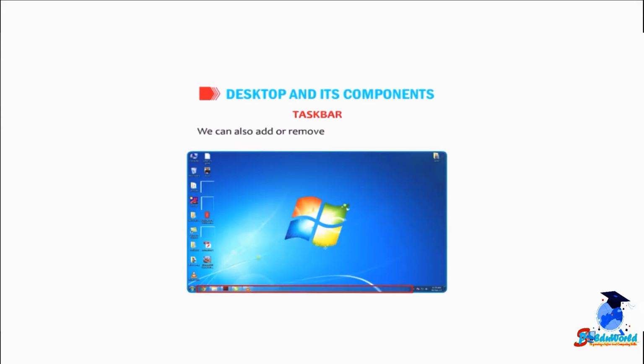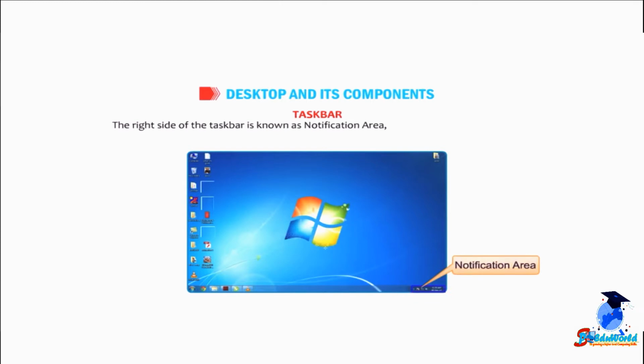We can also add or remove items from the taskbar. When an application is active, its button is highlighted in a lighter shade. The right side of the taskbar is known as the notification area, which includes a clock and a group of icons that provide status and notifications about updates, network connectivity, incoming mails, battery, volume, etc.